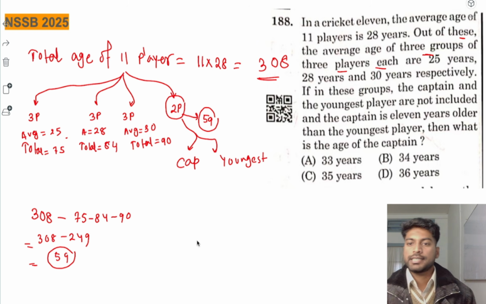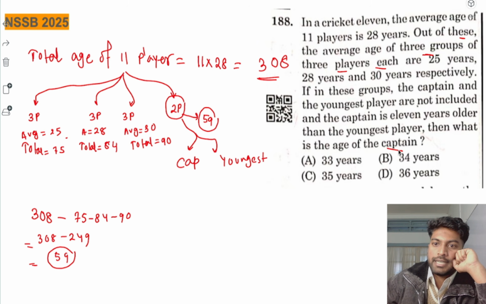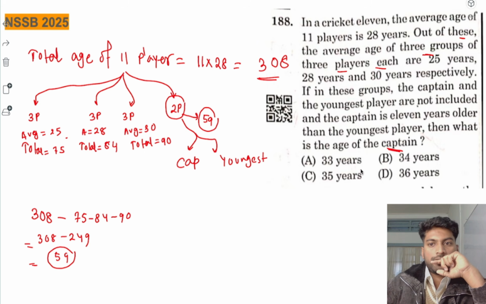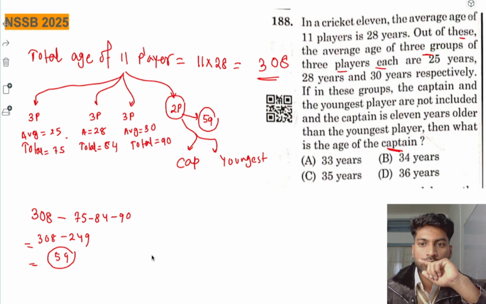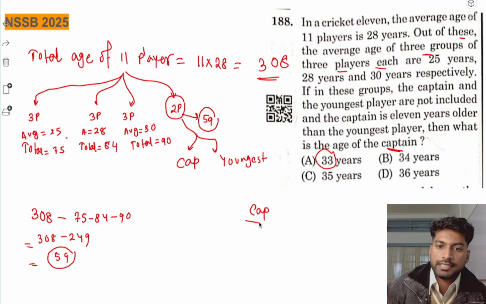Okay, now they are saying that the captain is 11 years older than the youngest player. So they are asking what is the age of the captain? The total is 59, and the captain is 11 years older. Am I doing the calculation correctly? Okay, let's test the options. If the captain is 33 years, then the younger player will be 26. Not possible.